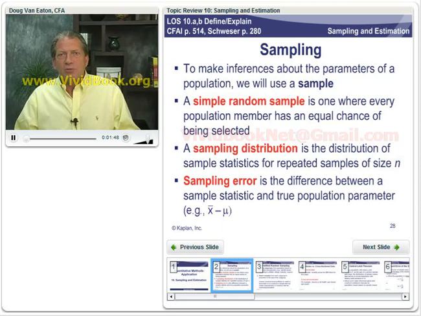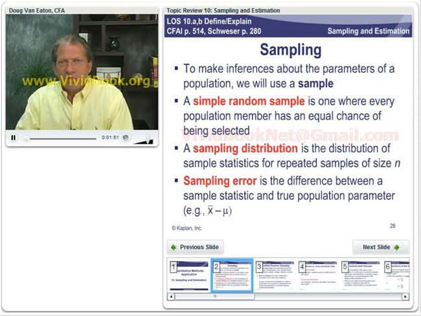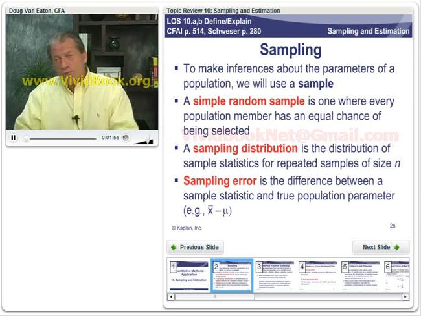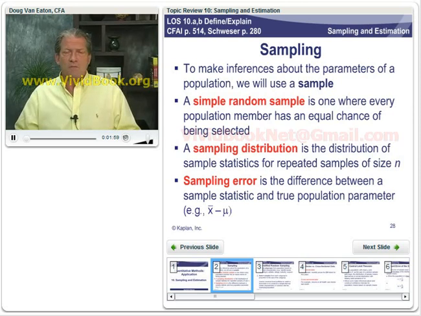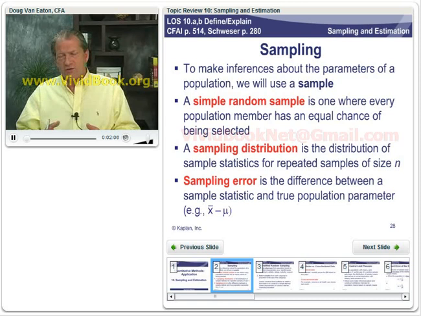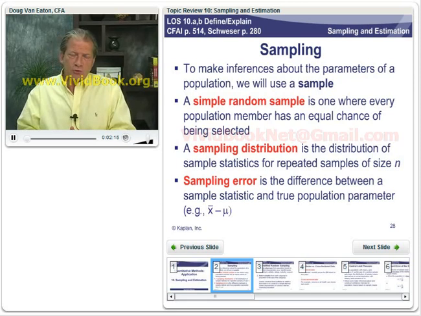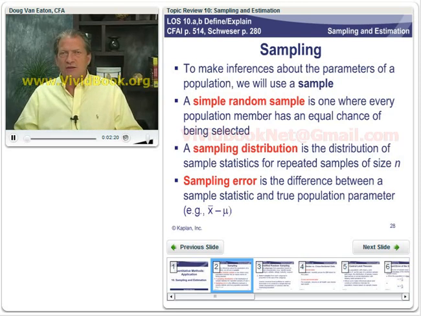Now, sampling error is the difference between a sample statistic and the true population parameter. So if we know the mean value on all those balls in the barrel is 5, and we take a sample of 10 and calculate the sample mean, and it's 6, our sampling error is 1. We're 1 off from the true mean of the population. So that's our sampling error.